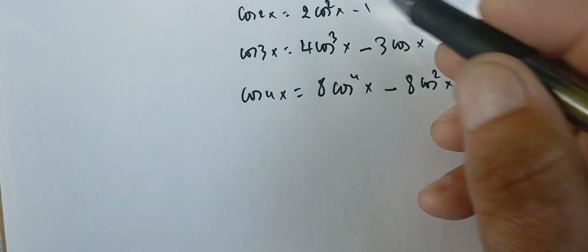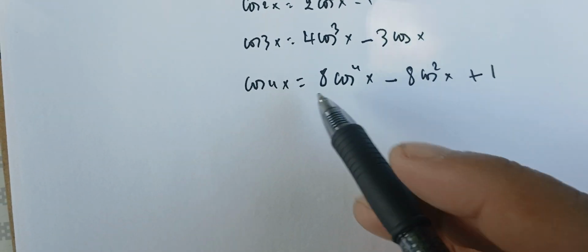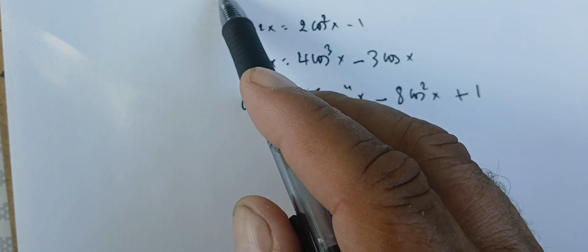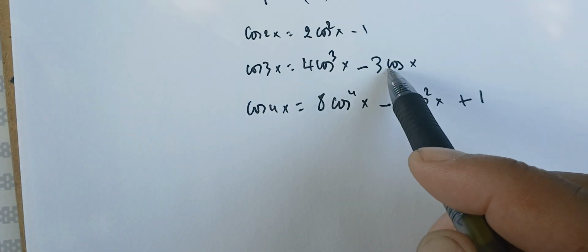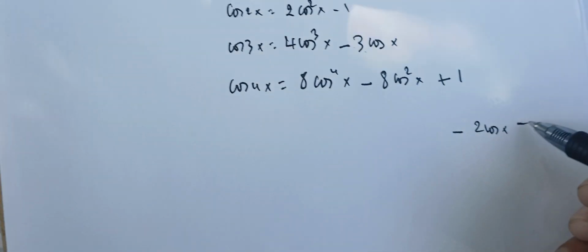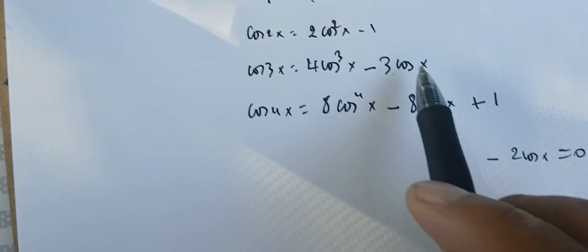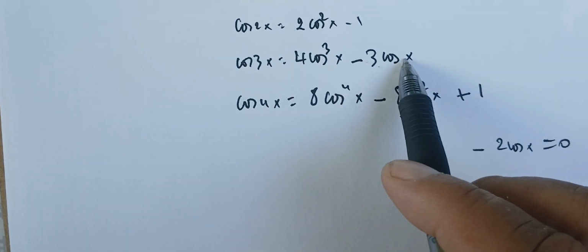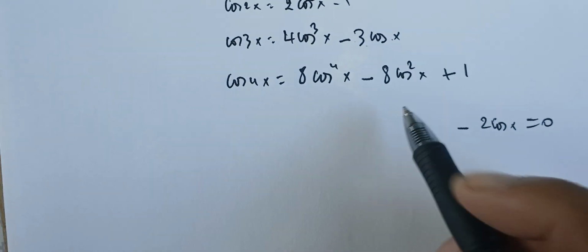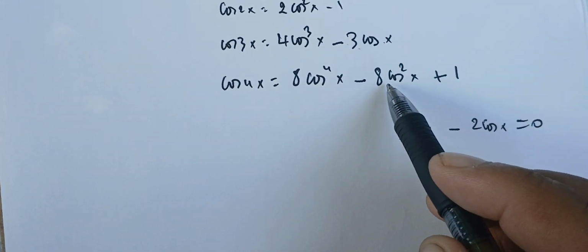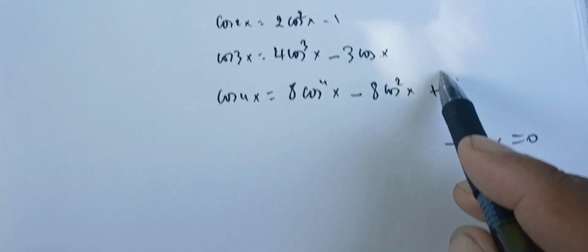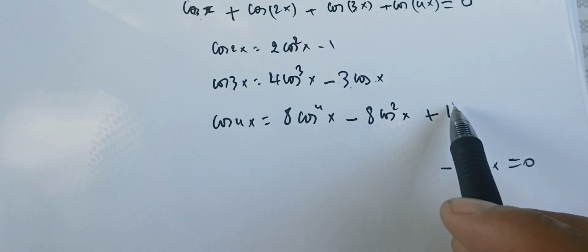Now if I add all this, what am I going to get? I'm going to plug everything into this equation. The first thing is minus 3 cosine x plus cosine x, which gives me minus 2 cosine x. Next, the squares. But before that, I have gotten rid of this one here: plus 1 minus 1 is 0.